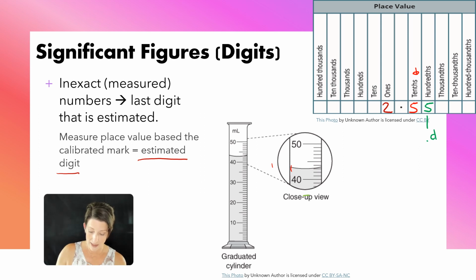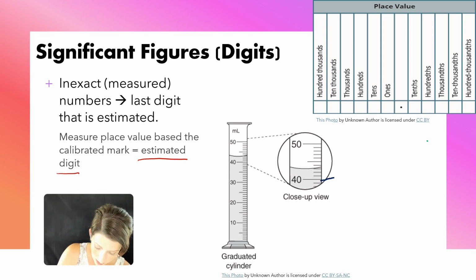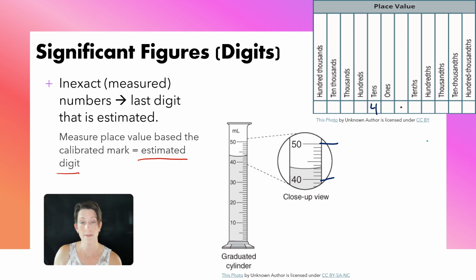The same thing can be said for a graduated cylinder. So here we're measuring volume. When we are looking here, what we need to do is identify the largest calibrated mark. We have 40 and 50. So we know the 10s place is going to be occupied, and it's not quite to the 50, so I'm going to put a 4 in the 10s place.